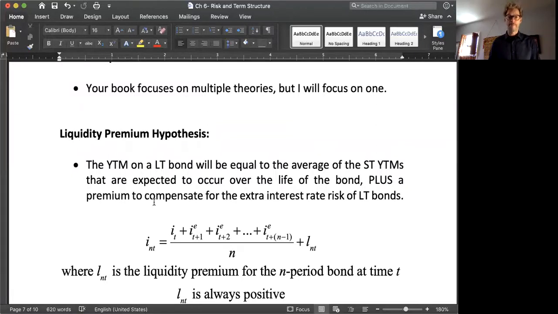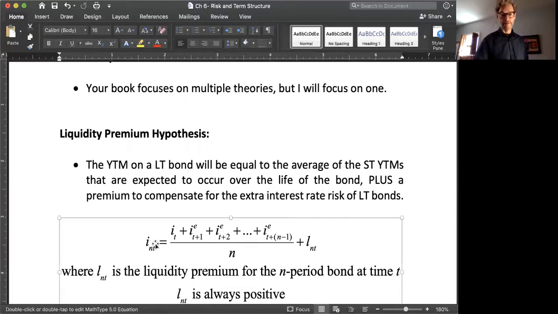The liquidity premium hypothesis simply says that what should be the yield on a long-term bond? Let's say, for instance, a bond that has N years to maturity. N could be 20. What should be the yield on that 20-year bond? This theory says it should just be the average expected yield on one-year bonds for the next 20 years, averaged together. What should be the yield on a one-year bond next year, a one-year bond the year after, a one-year bond the year after that, and then average that over 20 years?